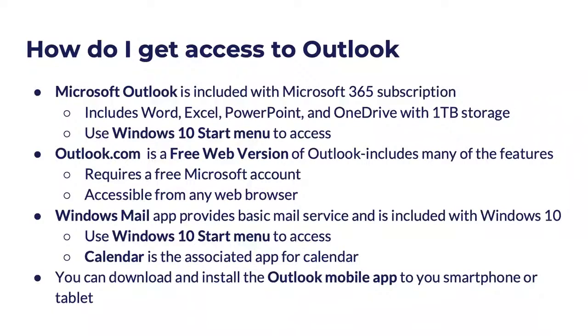Windows Mail is an app that automatically comes on a Windows computer, and again, you can access that from your Windows 10 Start menu. The Calendar is the associated app for Calendar. They're both using Outlook as their basis, but they don't have all the capabilities that Outlook has. And as I mentioned earlier, you can install the Outlook mobile app on your phones and tablets.